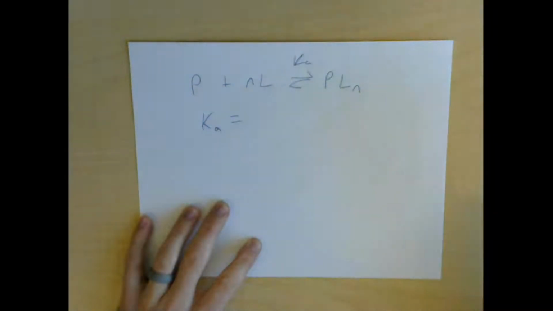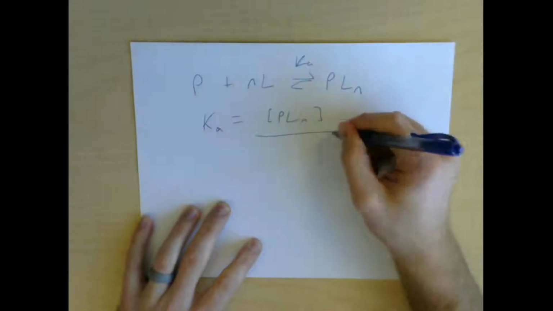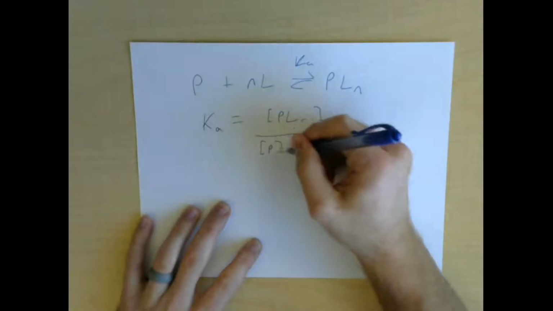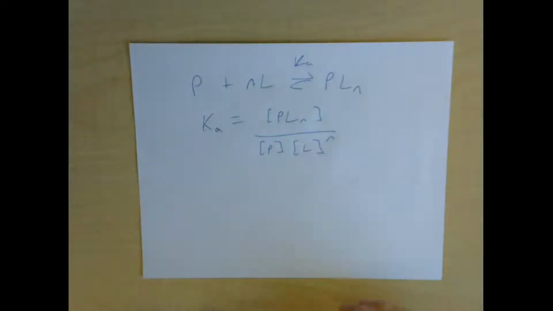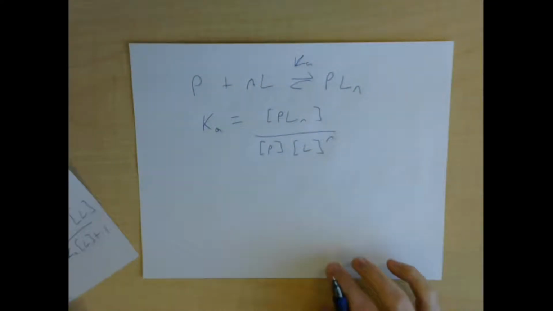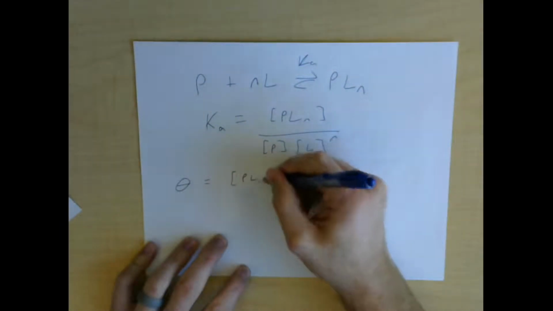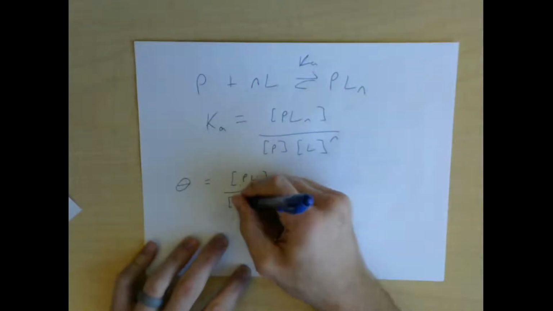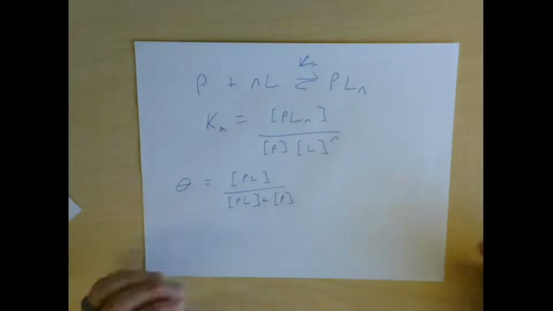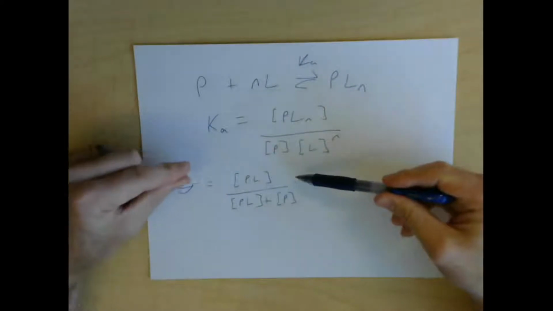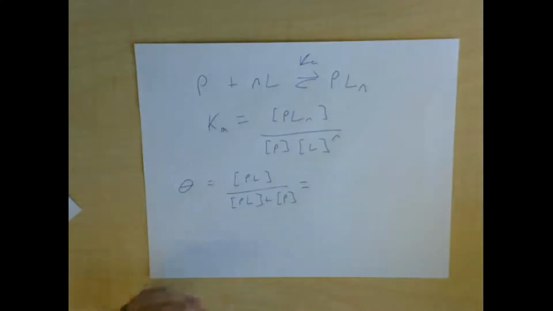So you see Ka now equals concentration of PLN over concentration of P, but now my ligand concentration term is raised to the nth power. Okay, so let's do this again. Let's write out fractional saturation. So theta equals PLN over concentration of PLN plus concentration of protein. So again, this is the concentration of binding sites that are occupied over the total concentration of binding sites. And let's go ahead and plug in our terms again.